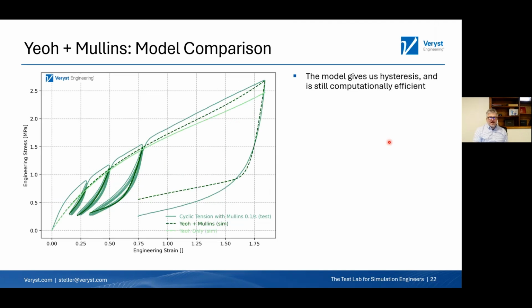So I wanted to look at what the difference is between those different models. In the medium green, we show the cyclic tension data. The dark dashed line is our Yeoh plus Mullins simulation, and that very light line is the Yeoh only simulation. So here's a good visual way to see the difference that Mullins gives us, where it's getting that unloading effect much better and getting us much closer. And really, there's so little computational cost to add the Mullins damage that if you need it, there's no reason not to if you can get the parameters for it.